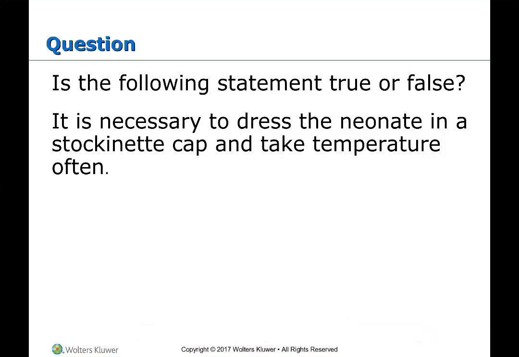So we have a question here. Is the following statement true or false? It is necessary to dress the neonate in a stockinette cap and take temperature often. We've talked a lot about this, about what? Keeping them warm, finding out what their temperature is. So true or false?